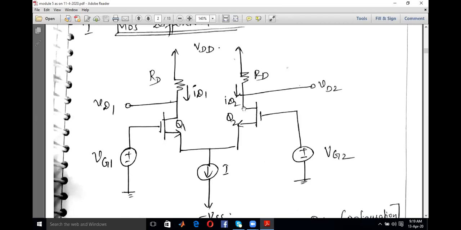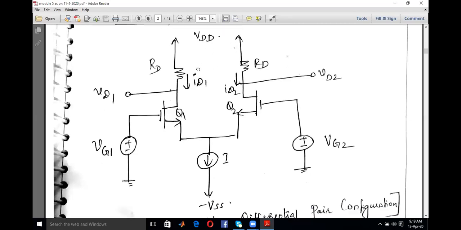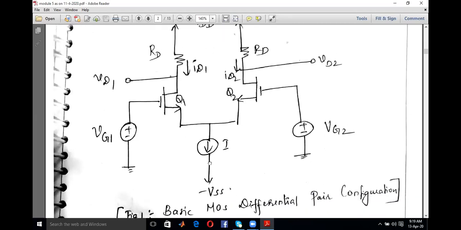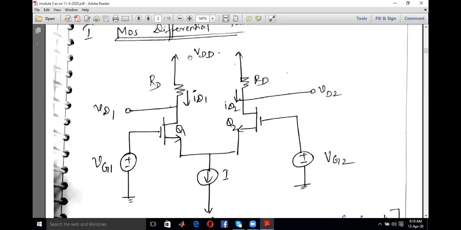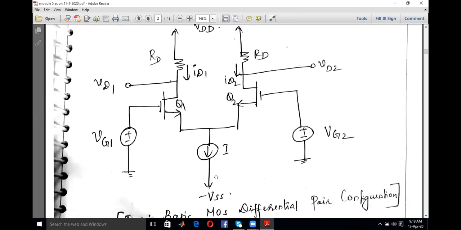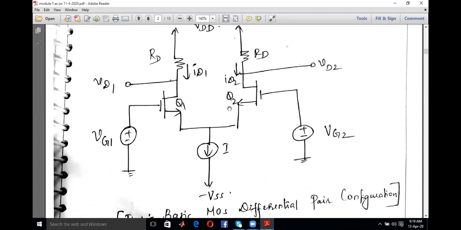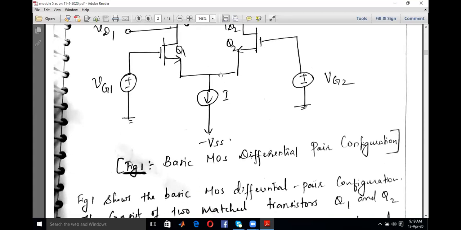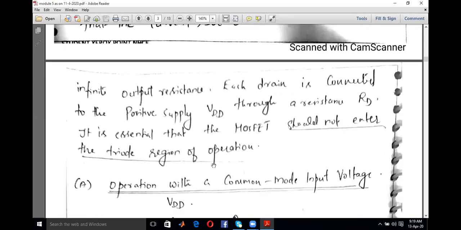ID1 and ID2 are the two currents, and you're taking the output at the drain of Q2 with respect to the drain of Q1, and I is the total bias current, which is the sum of ID1 and ID2. VDD is the positive power supply, minus VSS is the negative power supply, so that the entire drain current will be flowing from VDD to VSS through Q1 and Q2. Understood? And there are two modes of operation. One is common mode and second one is differential mode.